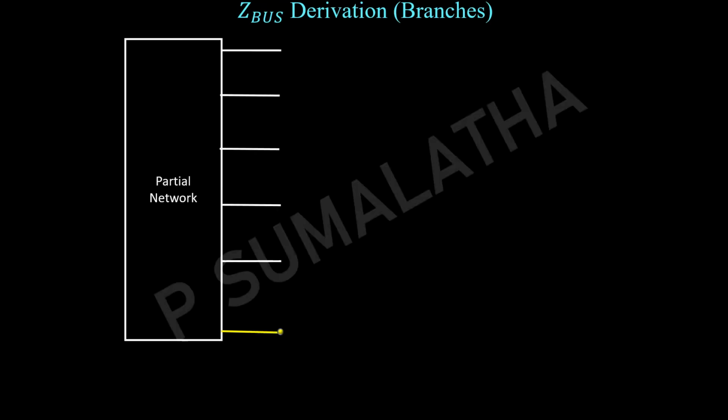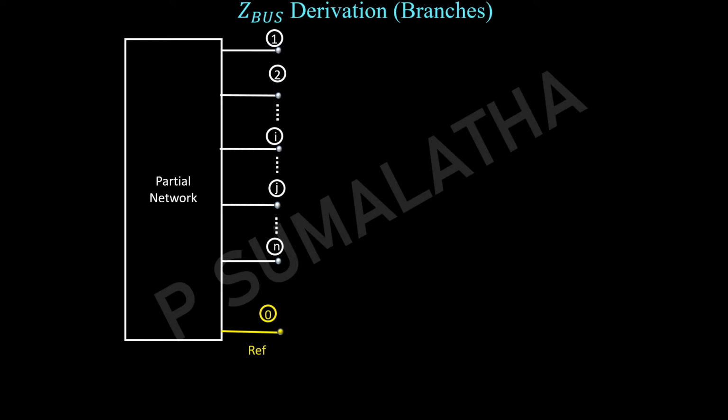Let us consider the partial network. By now you may know the meaning of partial network. We are not considering all the nodes existing in the network, only a partial set of nodes. So let us see what nodes we are considering here: node 1, 2 and so on, ith node, jth node, nth node, and we will consider the reference node.